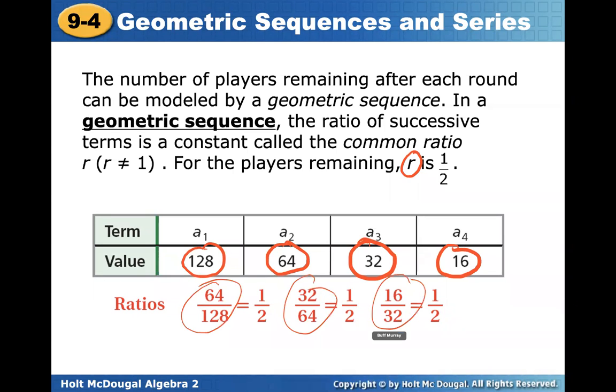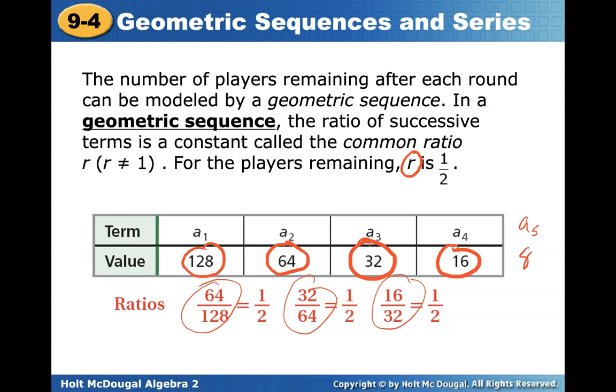What would the next term be here? If I went to a sub 5, what would it be? How many players would be left after? Well, it's not complicated. It'd be 8, right? Then you'd have 4, then you'd have 2, then you'd have 1 person that's a champion, right?